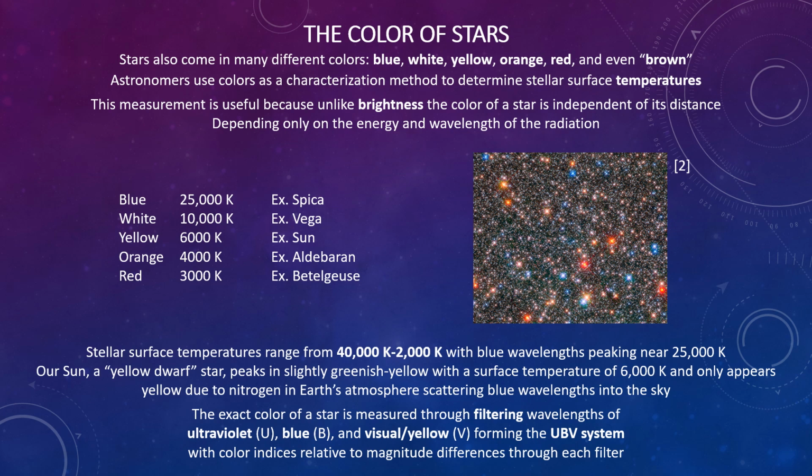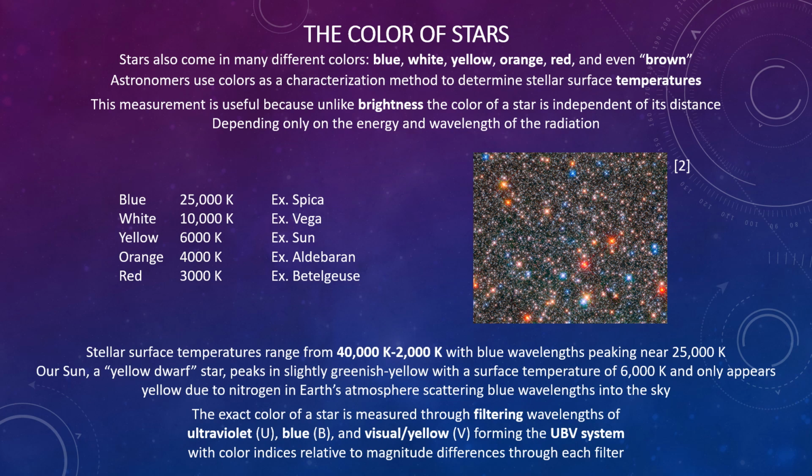And there's also Betelgeuse, which is a red supergiant star. It is much larger than our sun. However, its surface temperature is much cooler at 3,000 degrees Kelvin, and that gives it a red color. So surface temperatures can have a wide range, with some of the hottest stars being about 40,000 Kelvin, and the coolest ones going down as cool as 2,000 Kelvin.